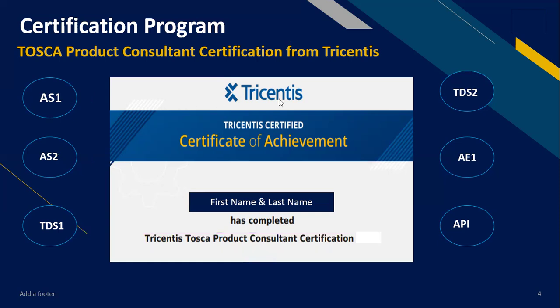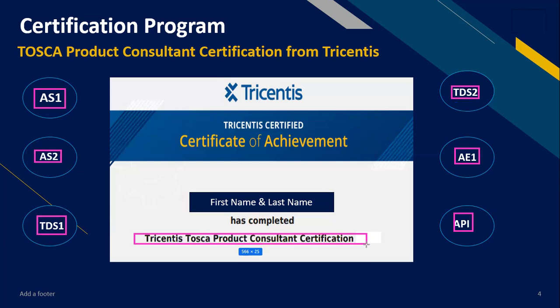Yeah, got it. Actually, I completed AS1, AS2. If you complete AS1 and AS2, you'll get the badges from Tricentis company, like you are a certified person in AS1 and AS2 badges only. But when we attempt all these 6 certificates, finally they're providing one advanced certificate, that is Tricentis Tosca product consultant certification.